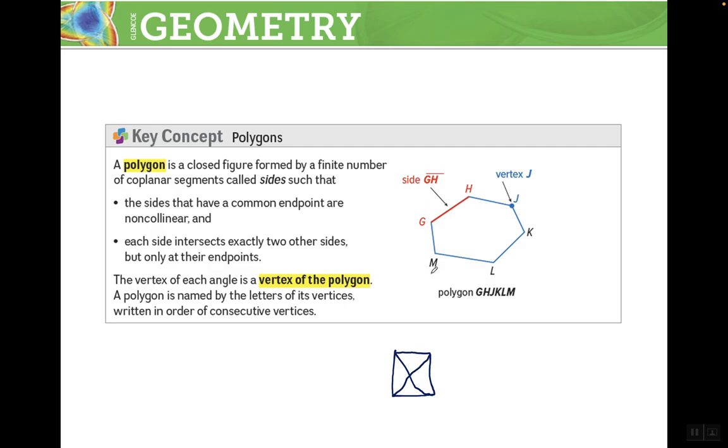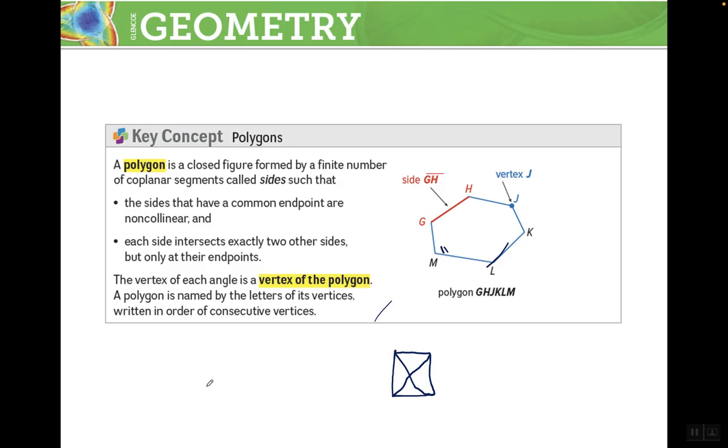And it really doesn't matter where you start naming it. You could start it at K or L, J, does not matter. But you need to go in order. So it doesn't matter if it's clockwise or counterclockwise. It could be polygon HJKLMG. Okay, that is fine.